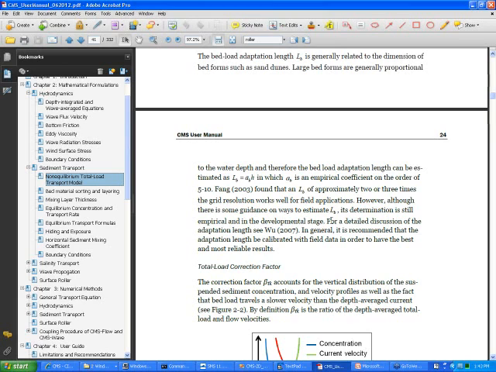Yes, the adaptation length is related to the distance it takes for the sediment to go from non-equilibrium to equilibrium. And if your cell size is larger than that, then every time the sediment moves from one cell to the other, it's already in equilibrium. I hope that makes sense to everybody. If there are any questions on the adaptation length, I'll take them now. I know it's a complicated topic.